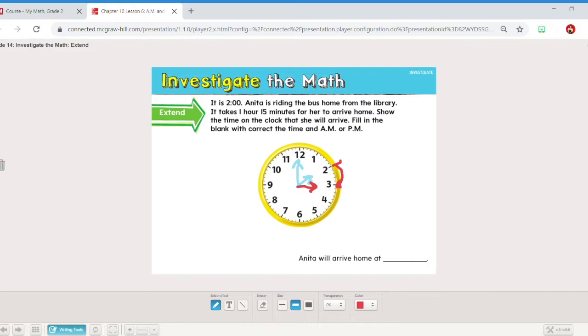And then another 15 minutes. So let's count by 5s to get to 15. 5, 10, 15. Also on the 3. So it looks like both our minute and our hour hand are on the 3. Anita will arrive home at 3:15. There we go, 3:15. Now, AM or PM? If 3:15 AM, it would still be dark out in the middle of the night. So it would make the most sense that she would be coming home at 3:15 PM.